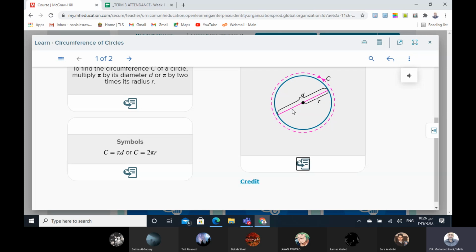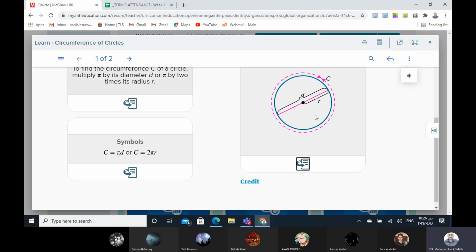Do you have any question here? Mister, yes, I didn't understand the symbols. How could I calculate the circumference from C equals pi D? Generally, here we can use the ruler to find the distance. Suppose D equal 10. So R will be what? Half of this distance. R equal 10 divided by 2, which is 5.